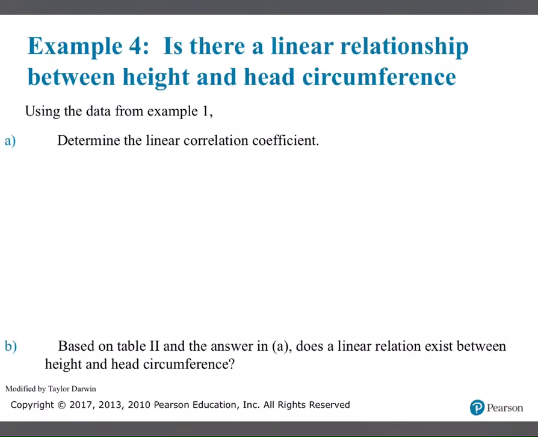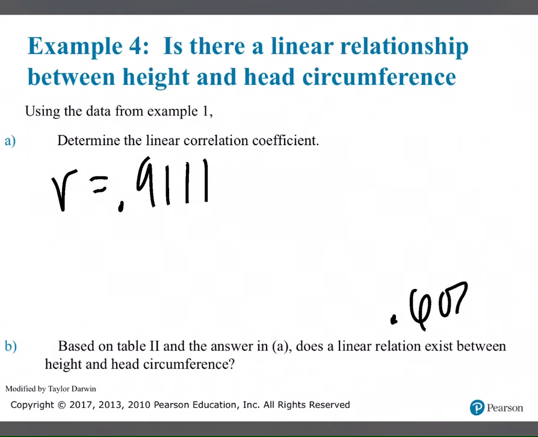Okay, I'm going to let you go back to example 1, and you can create the correlation coefficient yourself, and find your R. And I'll just go ahead and tell you what it's going to be so you can check. I got 0.9111. And so it's pretty strong and positive. And then it says, does a linear relationship exist? So we can check that table. And for my critical value, I got 0.602. And 0.9111 is bigger, so a linear relationship does exist.